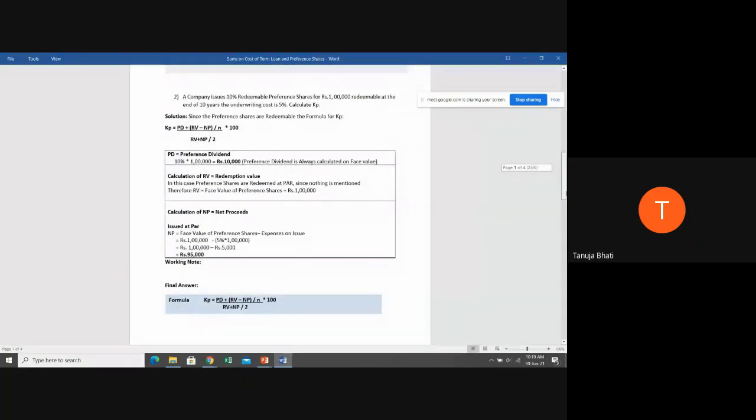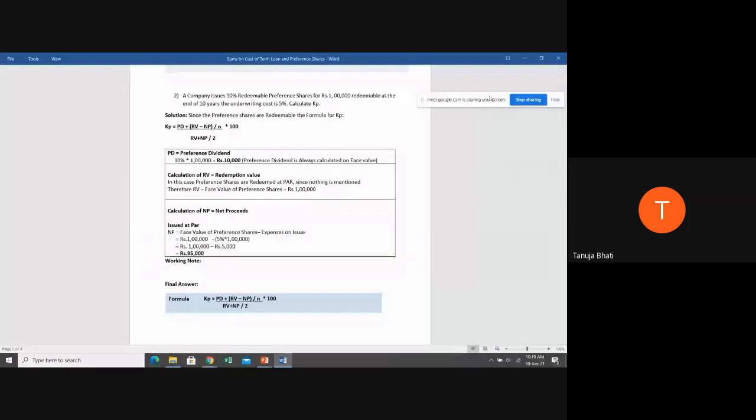Next, a company issues 10% redeemable preference shares of rupees 1 lakh redeemable at the end of 10 years. The underwriting cost is 5%. Calculate KP. Now here, first of all, what is the percentage, students? What is the preference dividend rate that is given in this problem? The rate is 10%.